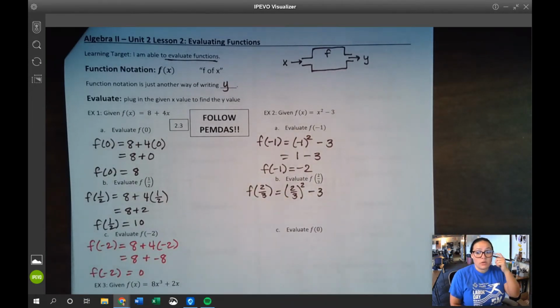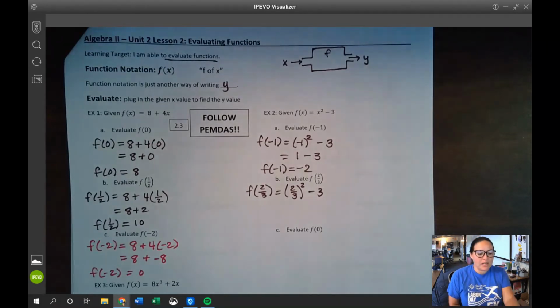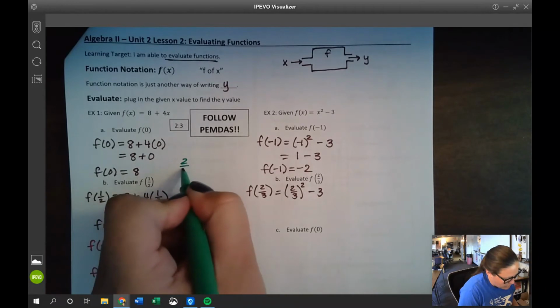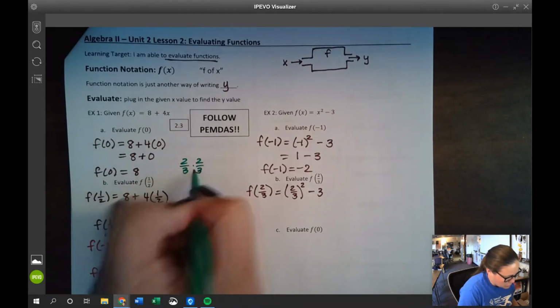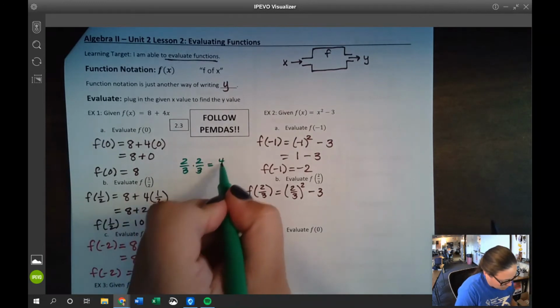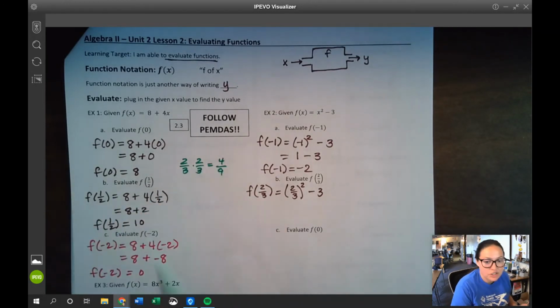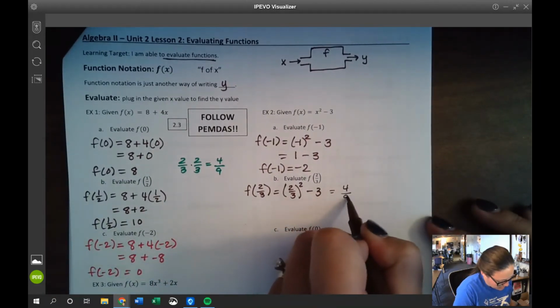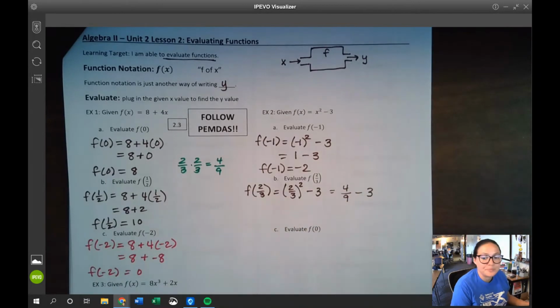Okay, so again, what does it mean to square something? It means to multiply something by itself. So 2/3 squared means I do 2/3 times 2/3, which is 4/9. With fractions, you just multiply across. Okay, so I have 4/9 minus 3.